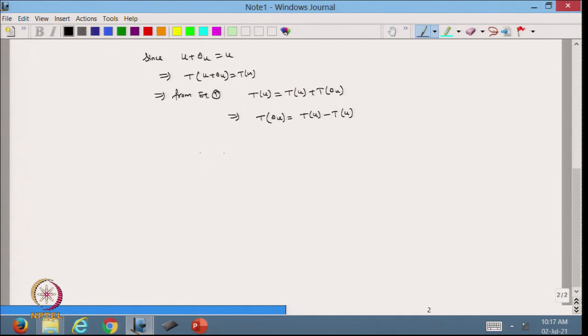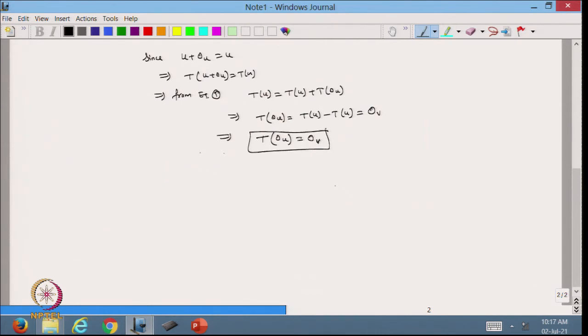Now, T of U is in V and minus T of U is also in V, which is just the additive inverse of T of U. So, it will be equal to 0 of V. From here we can say that T of 0 of U maps to 0 in V.